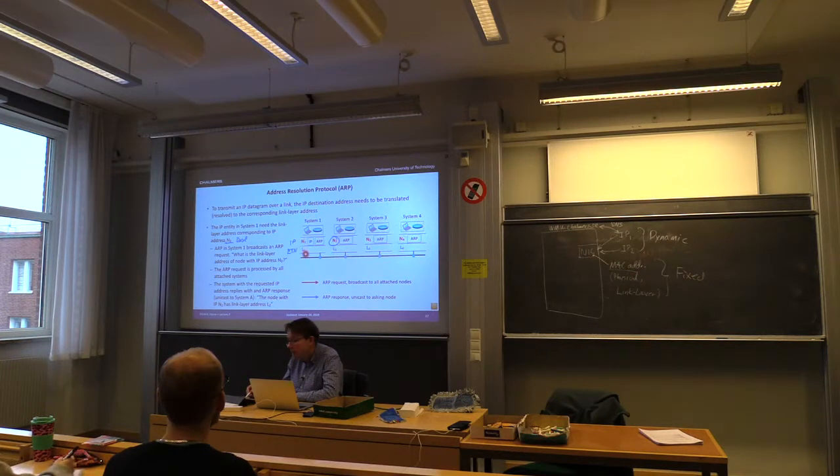So N1 and L1 are pointing at the same network card. N2 and L2 are pointing to the same network card. N3 and L3 to the same, and so forth, right? But the IP layer here does not know about the link layer addresses here. Therefore, it needs to figure this one out before it can even transmit anything.